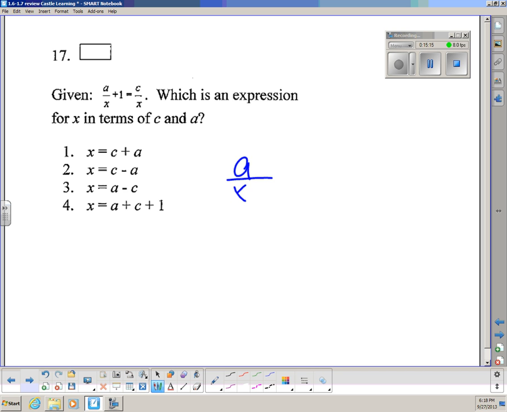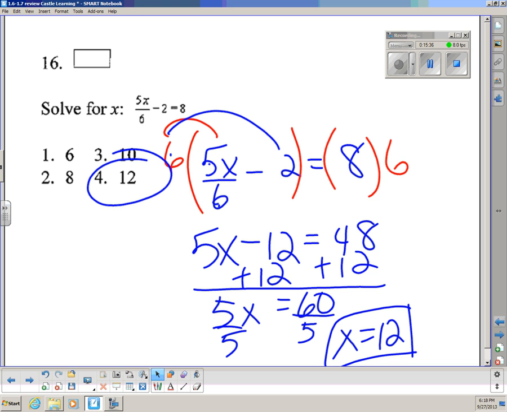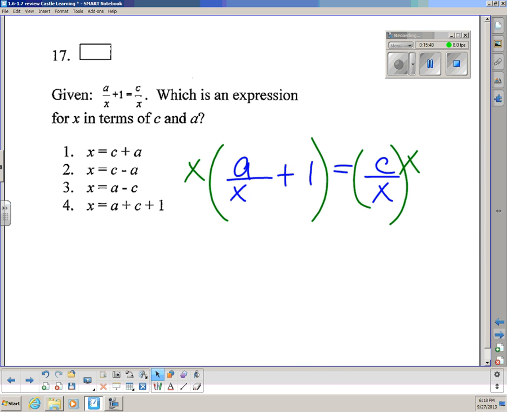We're given a over x plus 1 equals c over x. And we're asking for an expression for x in terms of c and a. I really don't like the fractions in this problem. So we're going to multiply through by x. Kind of how in the last problem we just multiplied through by 6 to kill the 6 in the denominator. I have x as the denominator, so we can multiply by x. That's a little foreign to some people, but we can do it.